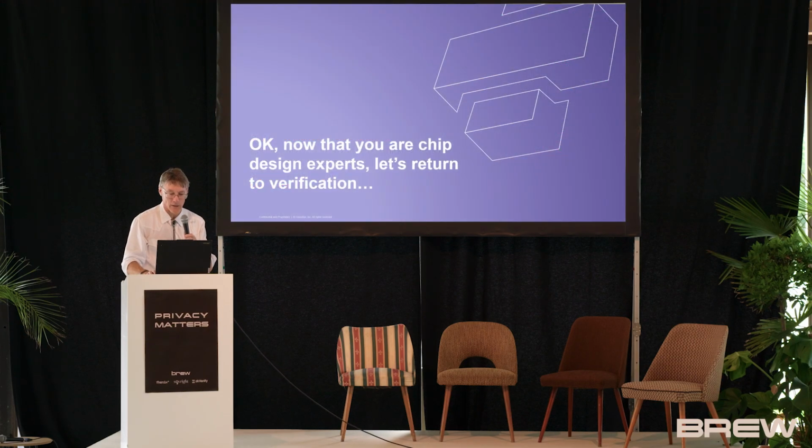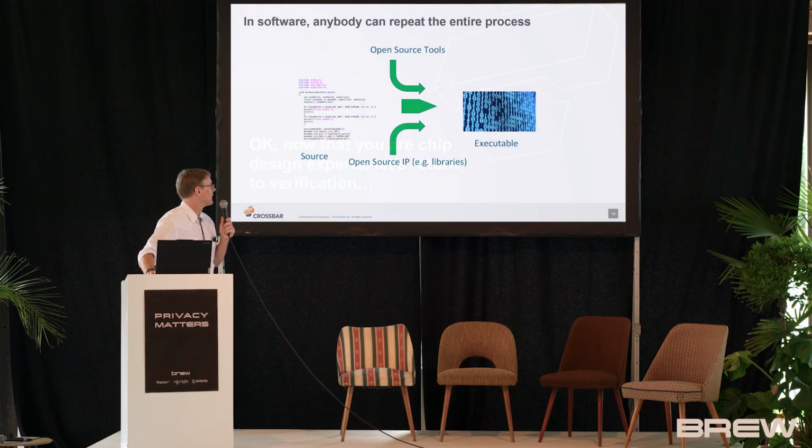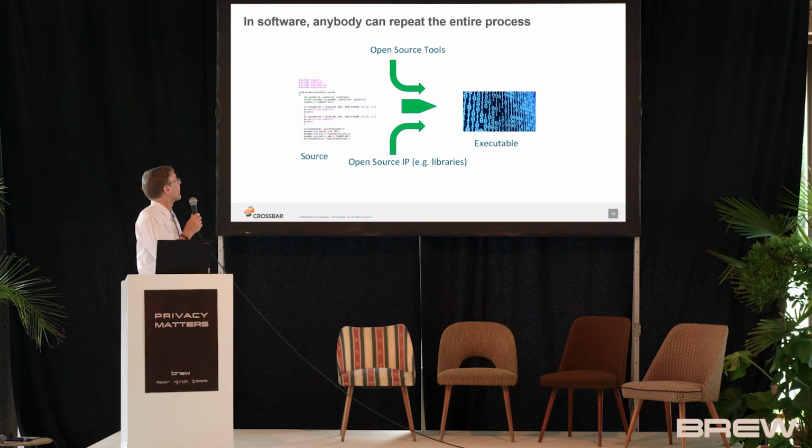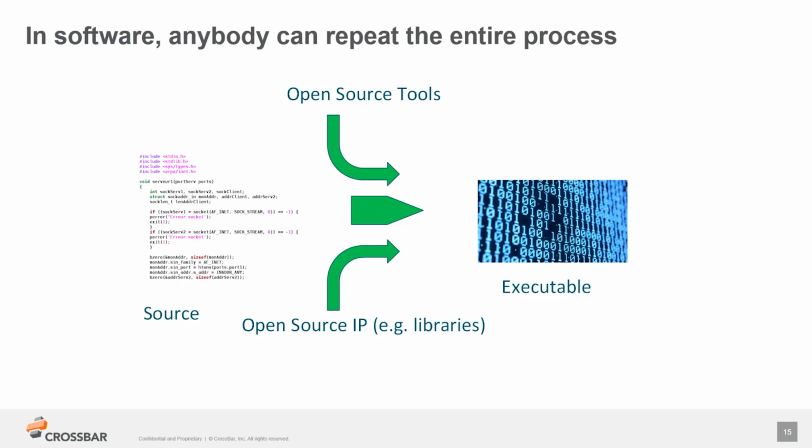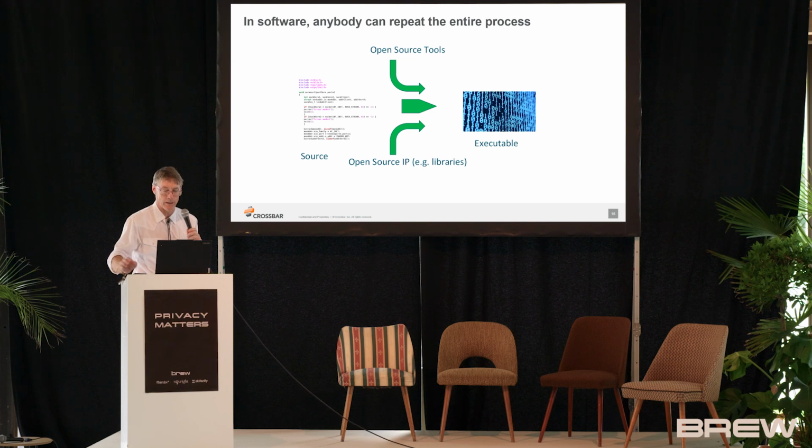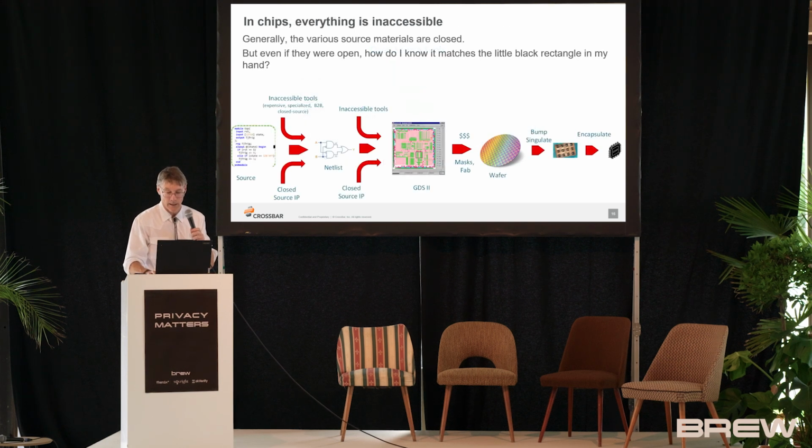So now that you are all ASIC design and manufacturing experts, let's return to verification. So in software, it's very simple. Everybody can take the source with open source IP, such as libraries, open source compilers, can essentially build the binary and look at what you're running and say, yeah, that matches, that's the source I'm running. So very simple. In chips, it doesn't work this way at all.